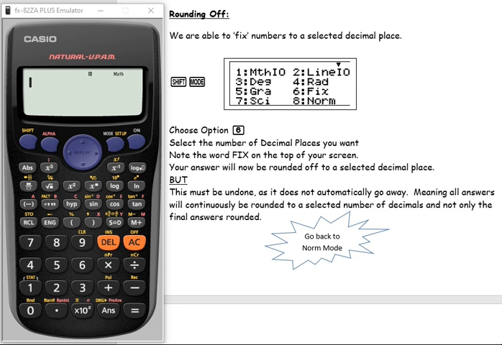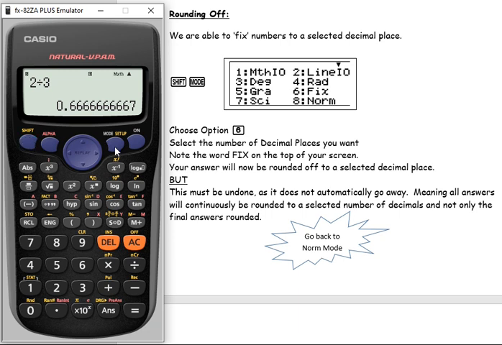Put into your calculator 2 divided by 3. Press equals. We want this to be a decimal, so I press my SD button. What you will notice is we come up and we get a long answer. I give you the instruction and I say to you, round off this to 2 decimal places. Let us do the following.